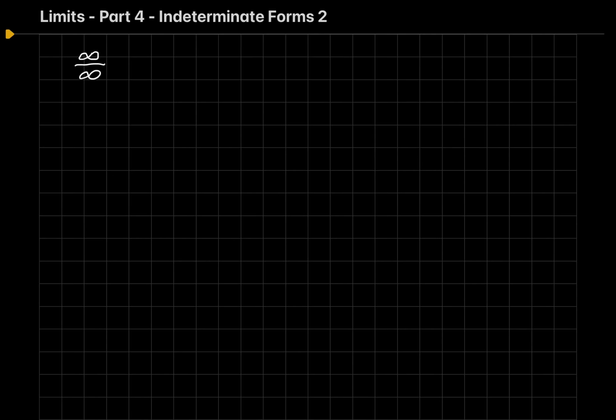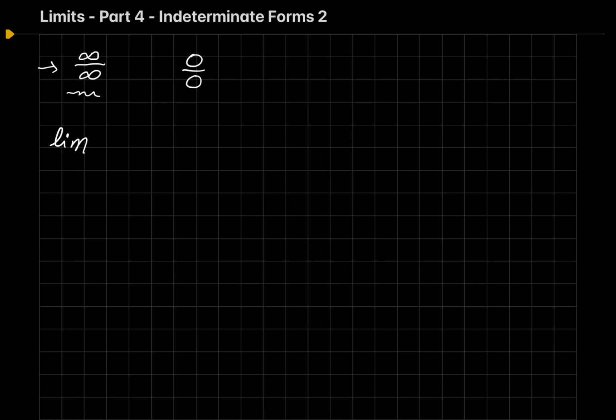Limits Part 4, Indeterminate Forms number 2. We're going to look at limits that give us infinity over infinity. Last time we saw that when we plugged in a limit we got 0 over 0. That was a clue that there was some algebra to do. That is the same case here when we get infinity over infinity.